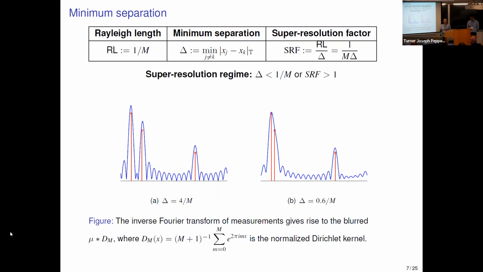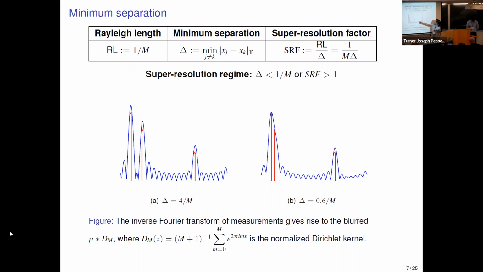When we receive the Fourier measurements, the simplest method is to do the inverse Fourier transform, right? If we do the inverse Fourier transform, then what we obtain is the original measure mu convolved with the Dirichlet kernel. The Dirichlet kernel is called the point spread function.